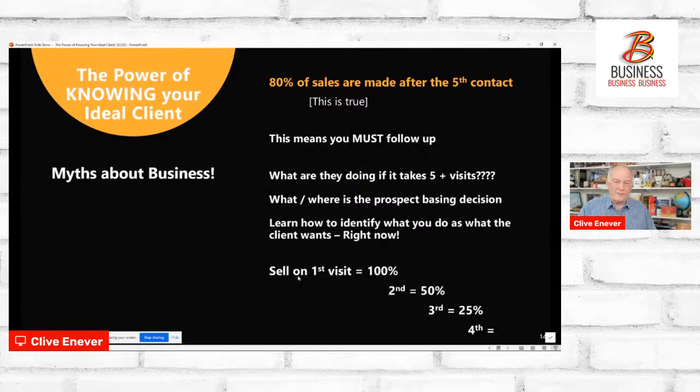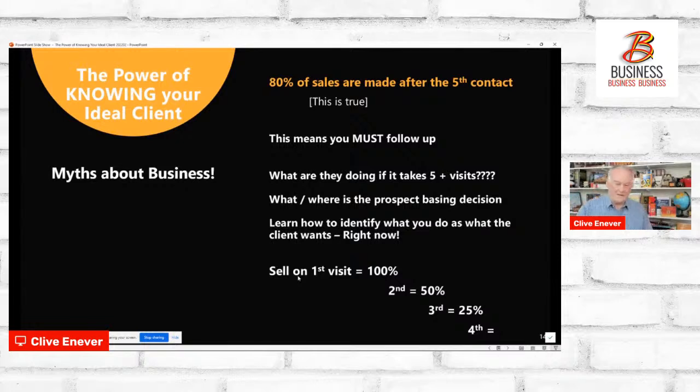We call and we see a prospect, we have a conversation, we make a sale. We earn 100% of whatever it is that we would get. If we go back for a second call, we're only going to get 50%. If we go for a third call, we're only going to get 25%. And if we go back for a fourth call, as the old bloke who told me this many, many years ago said, if you go back for a fourth call, that's just plain stupid.